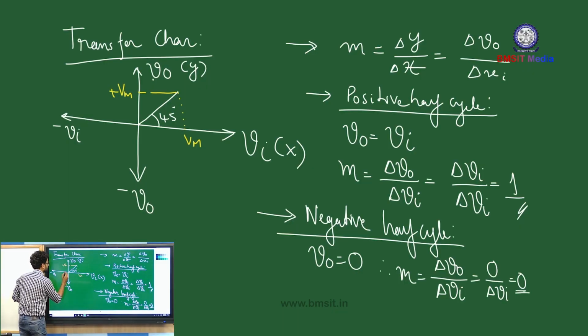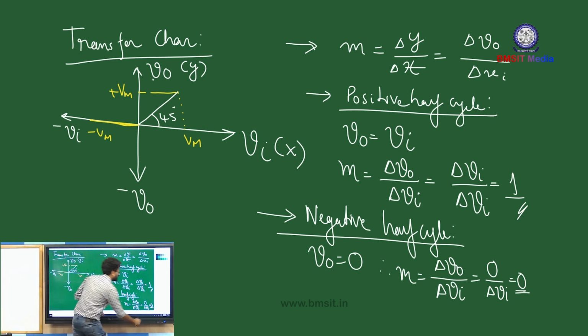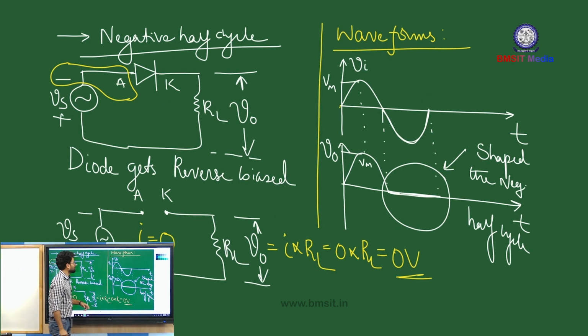So in this case, you have to draw a line overlapping the negative x-axis, and this is the upper limit minus Vm. So minus Vm stands for the maximum value of the input voltage in the negative direction. So this is minus Vm.